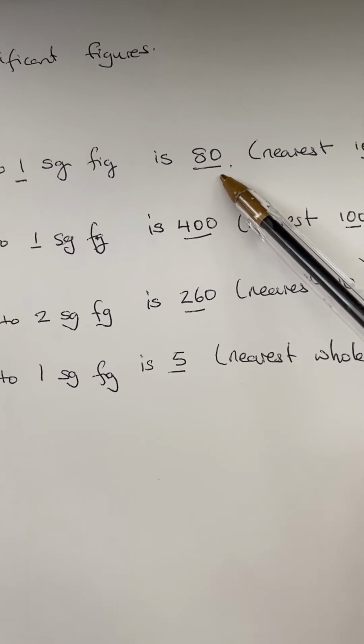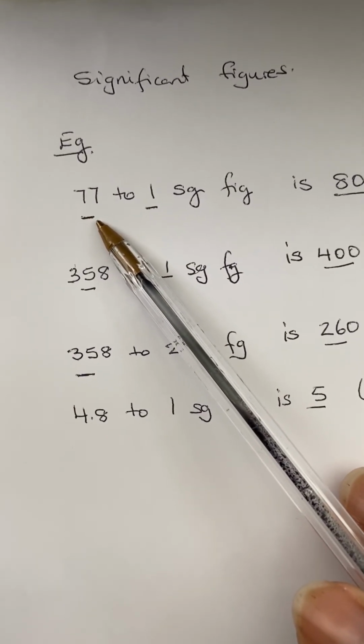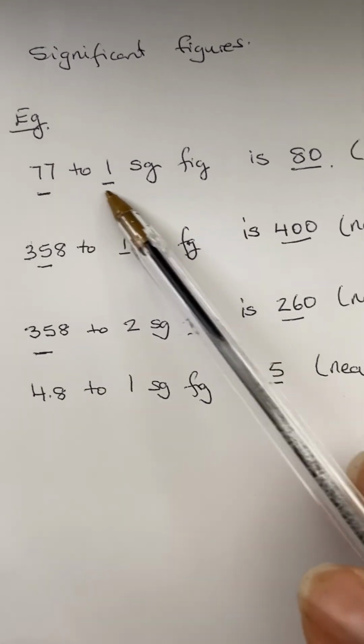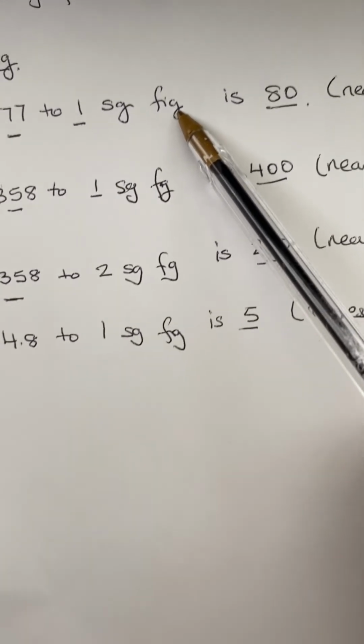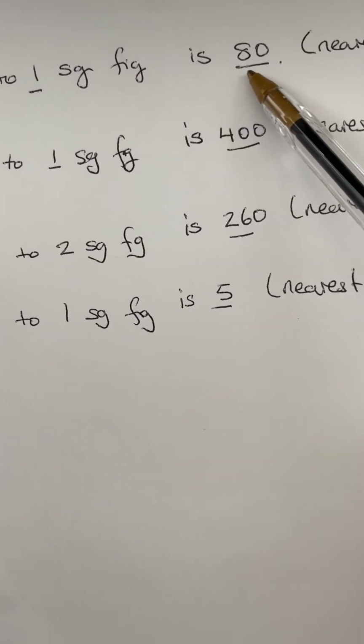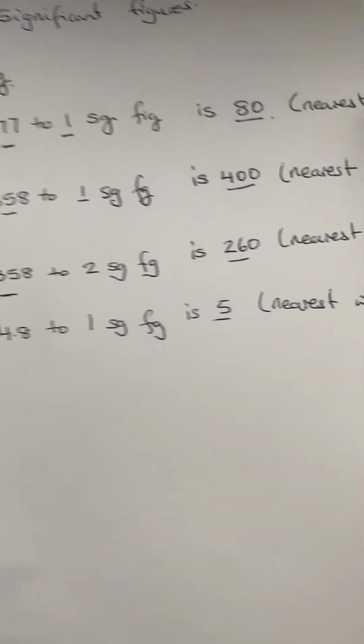Okay, if you write 77, that will be 2 significant figures, but they are asking us to put it in one significant figure. So our answer will be 80. Okay, nearest 10.